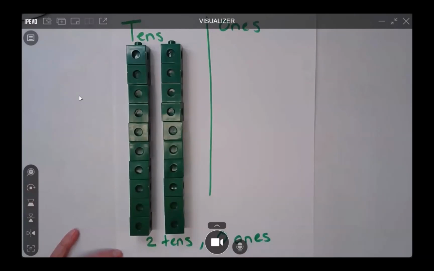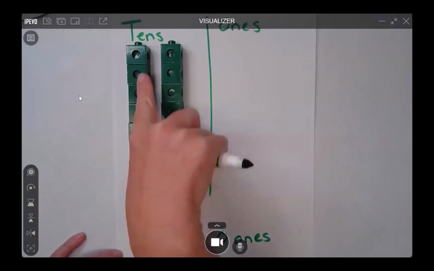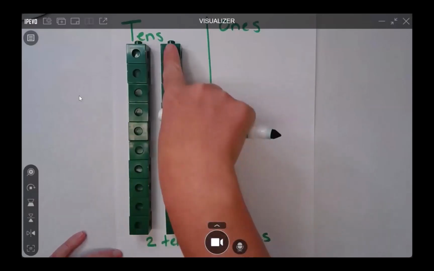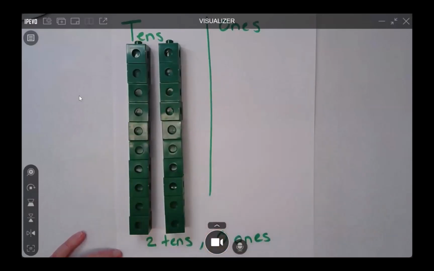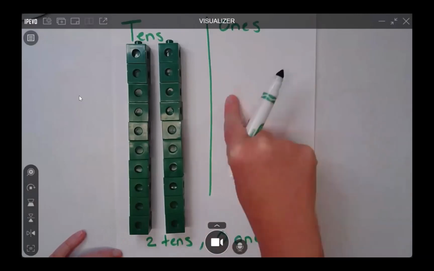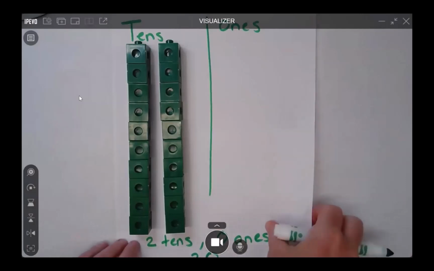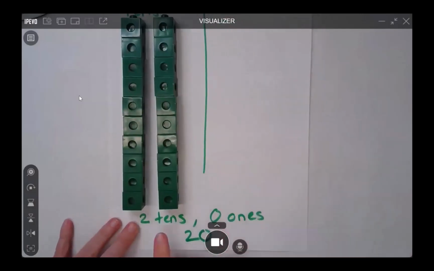So what number does this represent? Well, let me see. If I count, I'm going to start with counting my 10s, and I'm going to count by 10s because each of these is a bundle of 10. So 10, 20, I have 20, and I do not have any ones. So the value of 2 10s is 20. 2 10s and 0 ones is the same thing as the number 20.